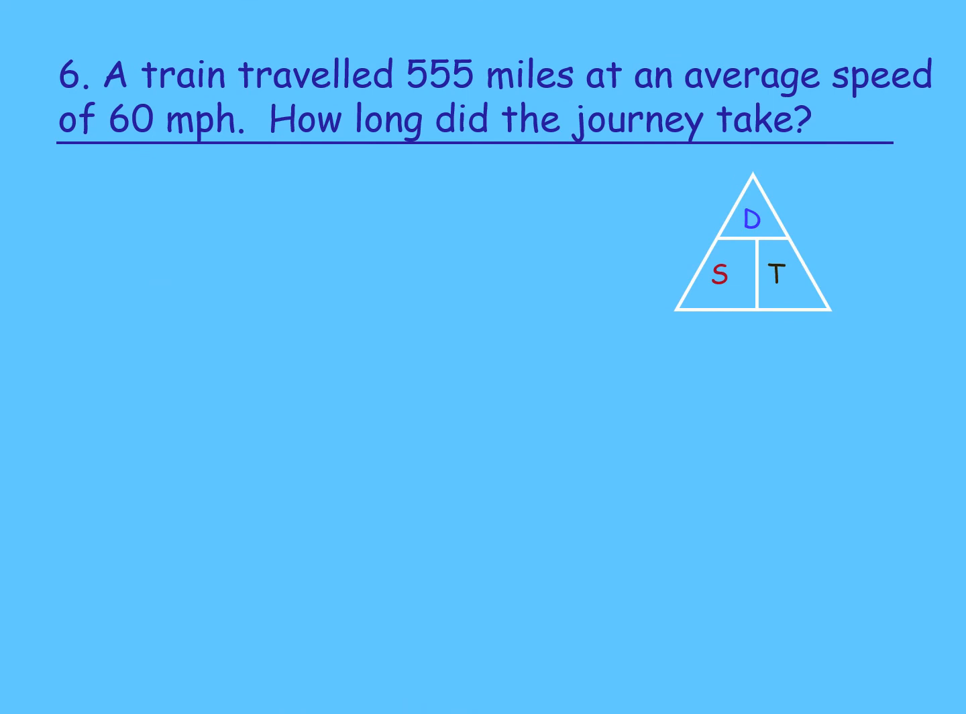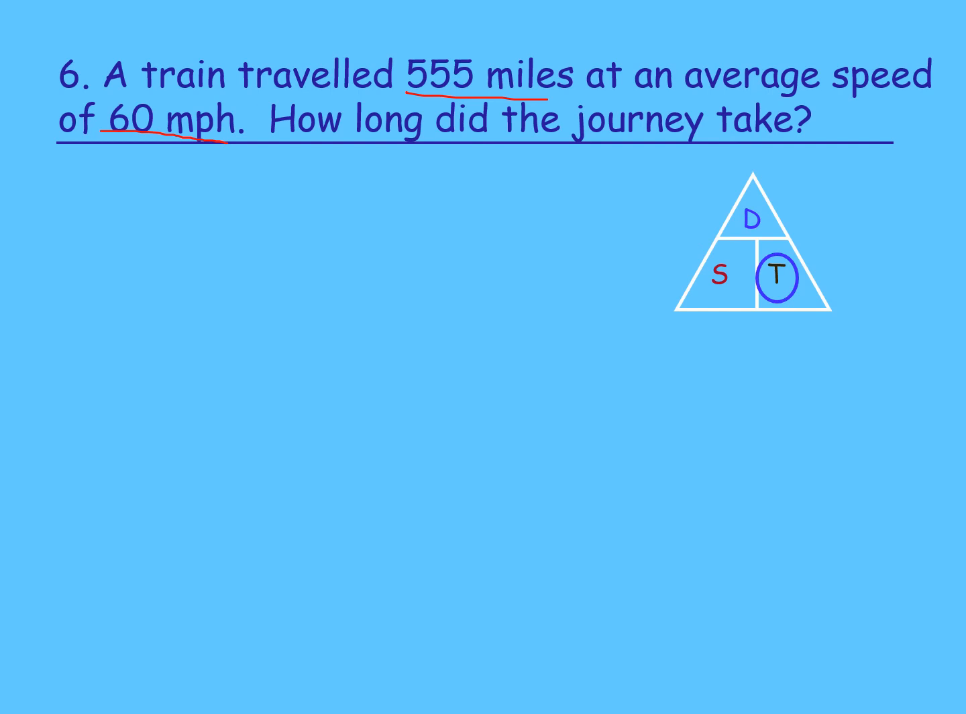Last problem. A train traveled 555 miles at an average speed of 60 miles per hour. How long did the journey take? So, in the problem, we have here the given numbers. We have 555 miles, that is distance, and 60 miles per hour, this is speed. Now we have already distance and speed, so the problem here is time.